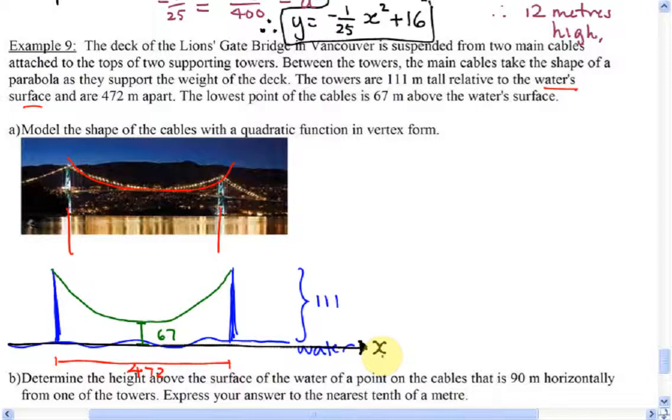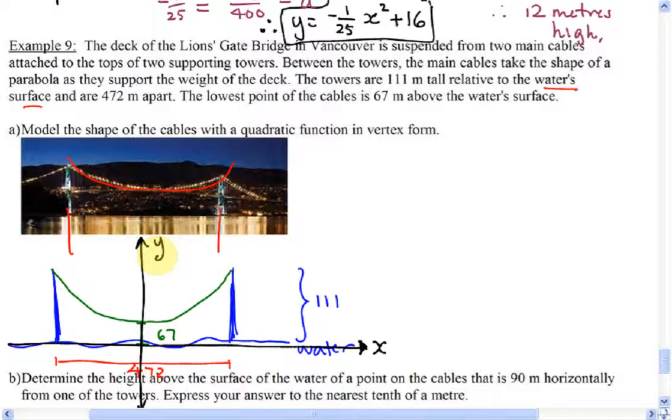Where would you put the y-axis then? On the 67. Right, in the middle, so you don't have to have a p-value. So I would put it right in the middle here. Very good. So there's your y. Good.